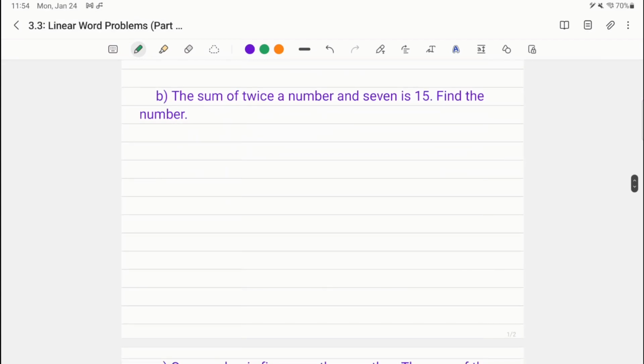B, the sum of twice a number and 7 is 15. Find the number. So again, I'm going to let x equal the number. And again, I don't have to rewrite it. We have the sum. Sum is just like that word difference. So I'm going to do a parenthesis of twice means 2 times a number, which was x, and gets replaced with the operation of the word. So since it was sum, it'll be plus 7, parenthesis, is means equal, 15.